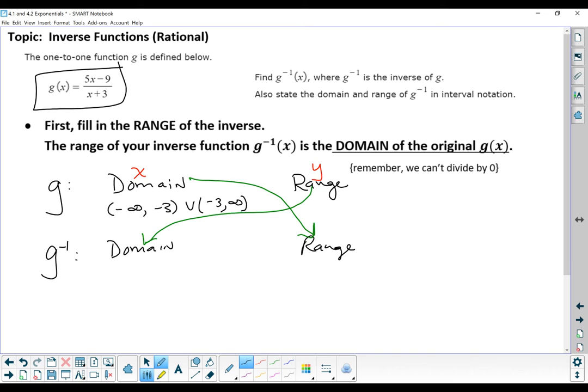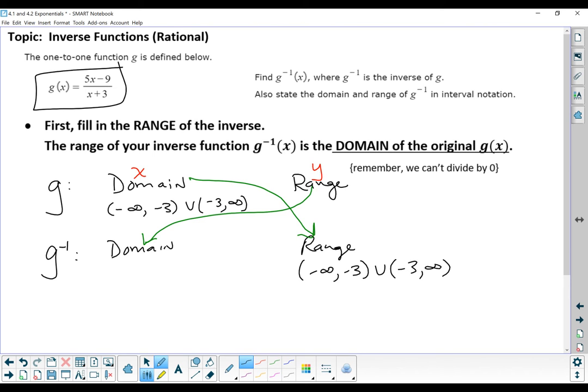So even without finding g inverse, I know its range is going to be from negative infinity to negative 3 and from negative 3 to positive infinity. So if I were you, when I do this topic, the very first thing I would do is fill in the range of the inverse, which you can get from the domain of the original function.